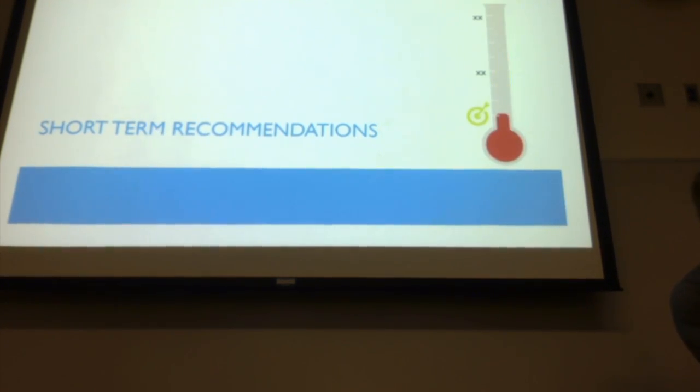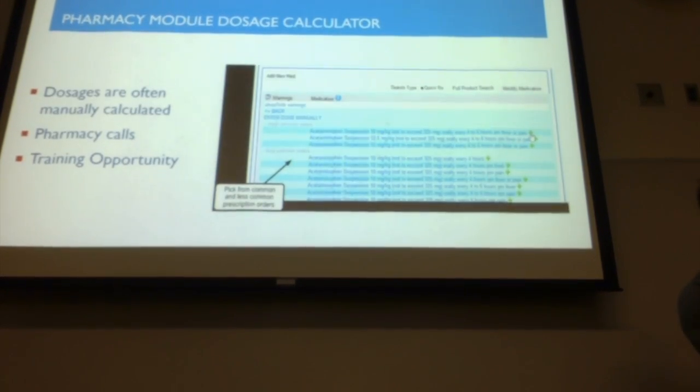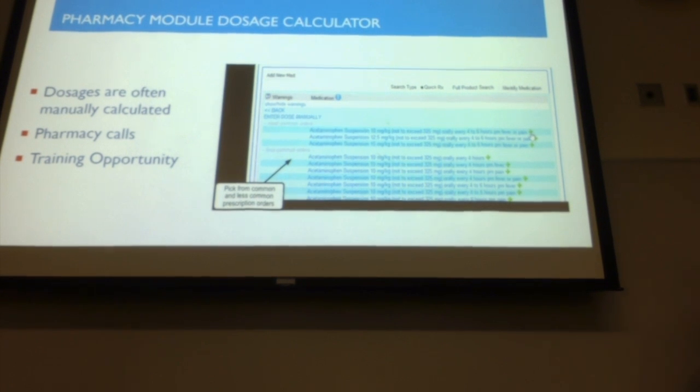So moving into some of our more specific short-term recommendations. One is the pharmacy module calculator and possibly training for it, and then also the vaccine calendar. The pharmacy module dosage calculator is one idea that we've had because dosages are often manually calculated when providers or MAs are looking to prescribe vaccines or medications. There are times when they actually have to pull out their phones or go online to pull out a calculator and calculate the dosage that is appropriate for that patient.